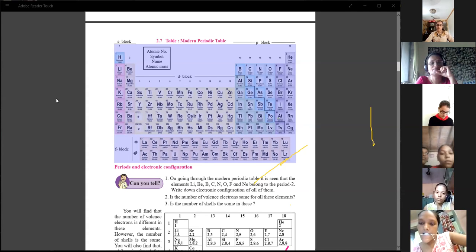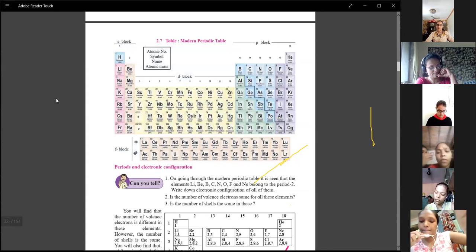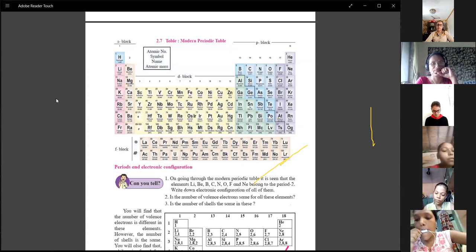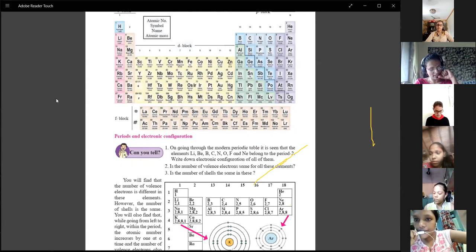Any doubt, Prashant? No, miss. That's why they form Na+, that is the electropositivity, and non-metals form electronegativity.